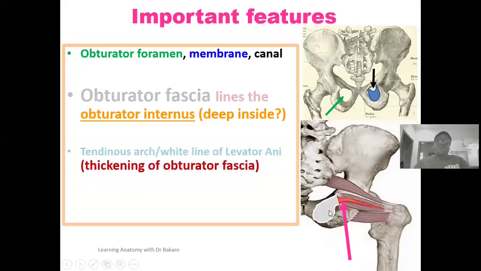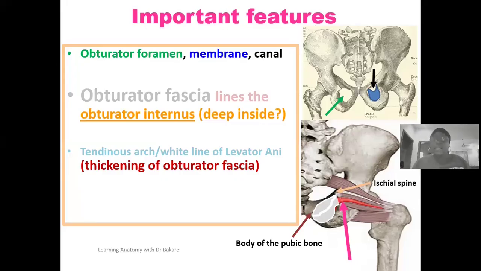We also have a further transformation of the obturator fascia, referred to as the white line of the levator ani. We have an arc-like thickening of the obturator fascia, and this runs in the form of an arc, which is why it is referred to as a tendinous arc. You see it along this course. It extends from the body of the pubic bone, running in an arc-like pattern to the ischial spine. This is where we have the ischial spine here. So it runs along these two sub-regions, creating an arc-like presentation.